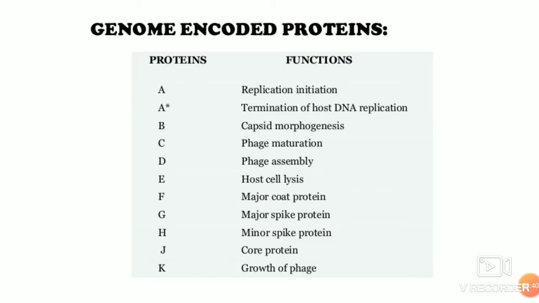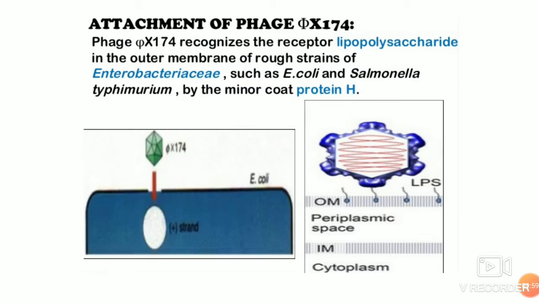F, G, H are major capsid proteins. J is the core protein which binds to this single strand DNA and then helps in packaging. K is helping in growth of the bacteriophage. So the viral infection of a bacteriophage happens by attachment onto the cell.